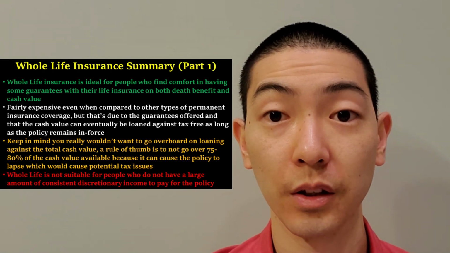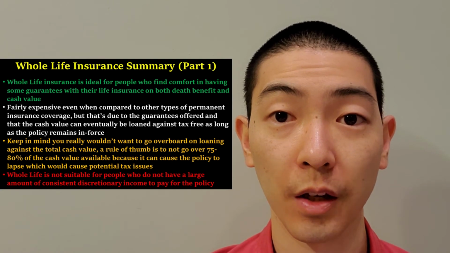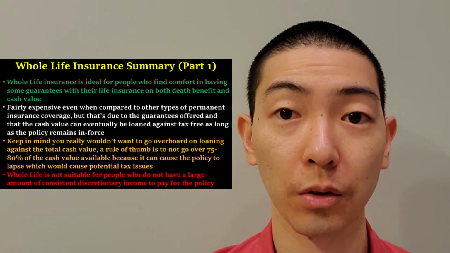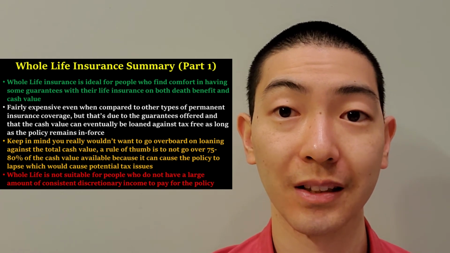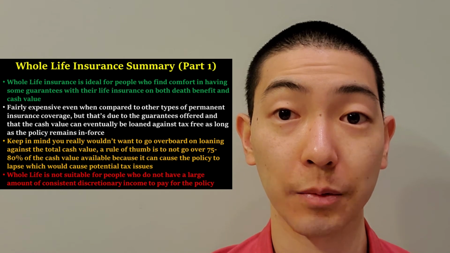Though keep in mind you really wouldn't want to go overboard on loaning against the total cash value. A rule of thumb is to not go over 75 to 80% of the total cash value available because it can cause the policy to lapse, which would cause potential tax issues unexpectedly.